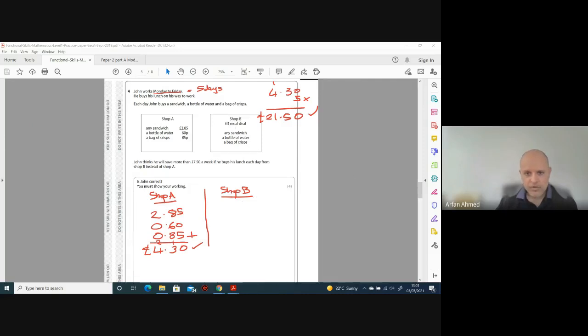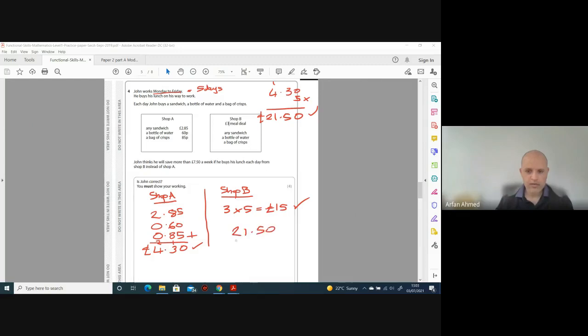Shop B is dead easy. It's just a £3 meal deal for one day. We want it for 5 days. That's £15. That's your third mark. So now we need to compare that one with that one. He thinks it'll be more than £7.50 a week saving. Well, a saving is just the difference between them.